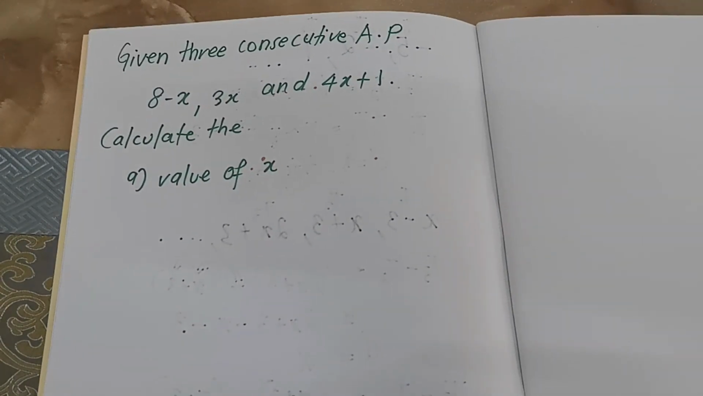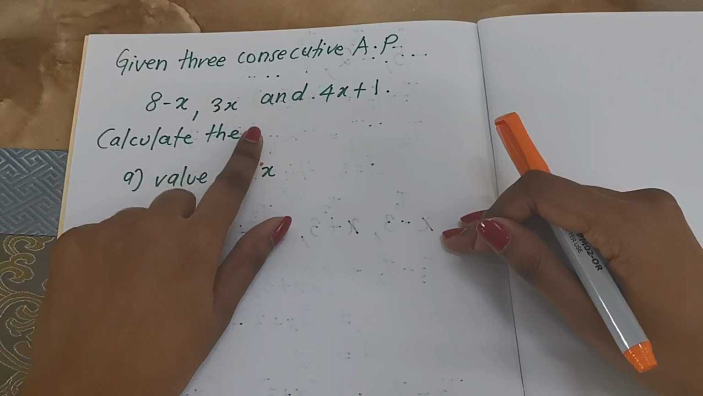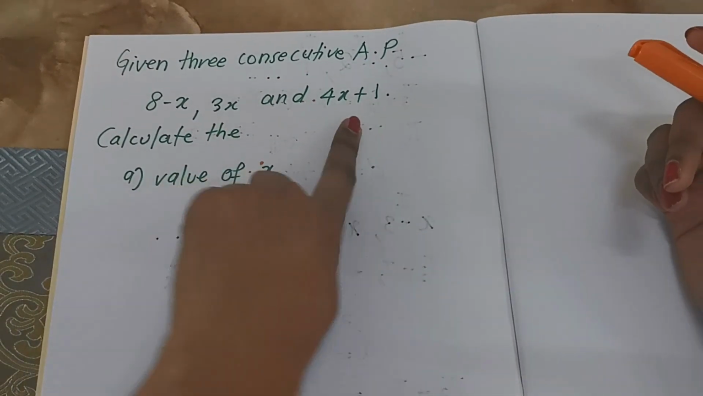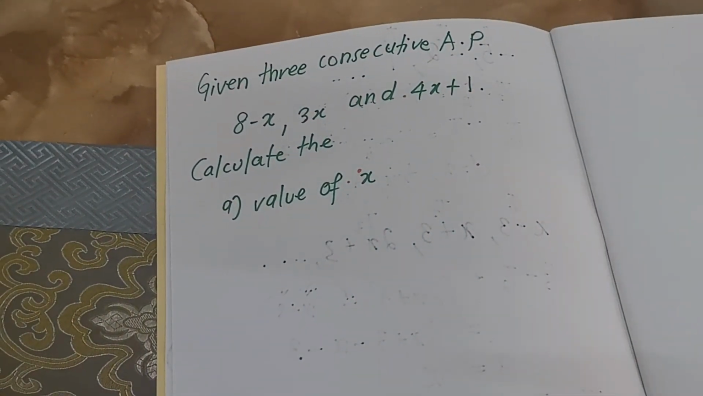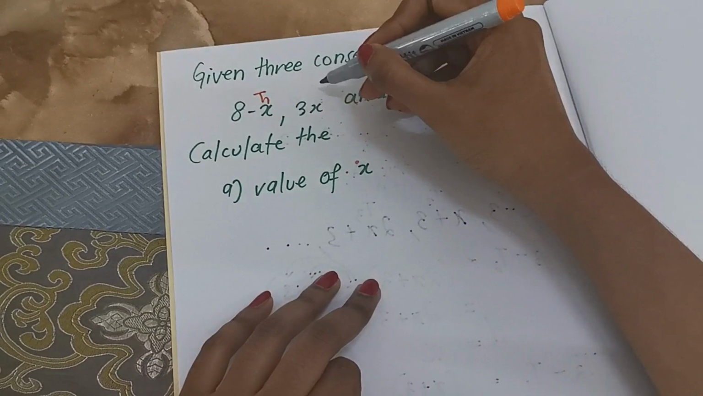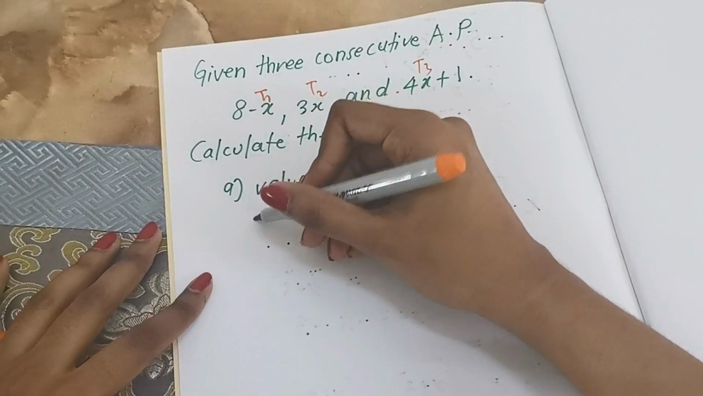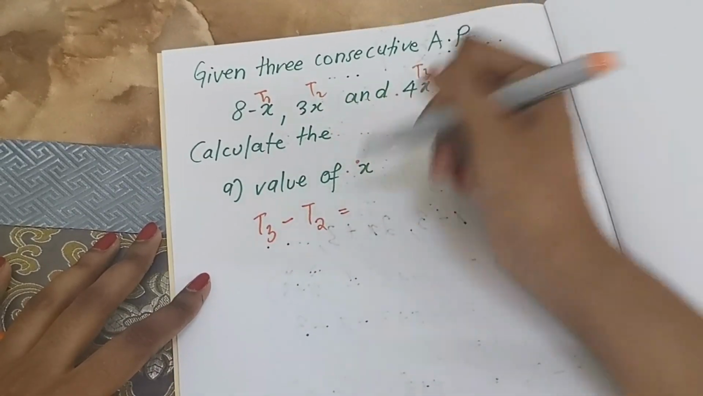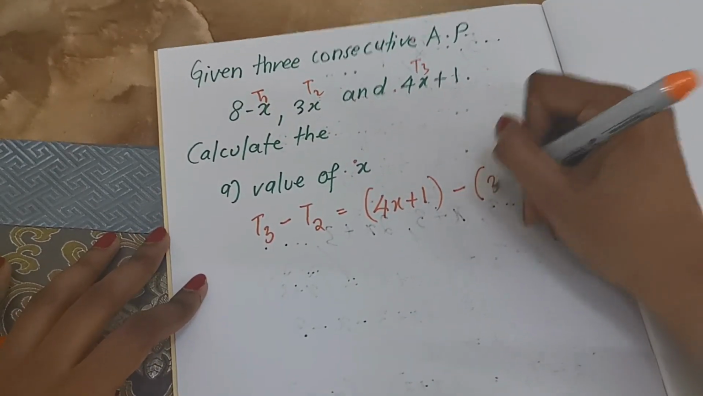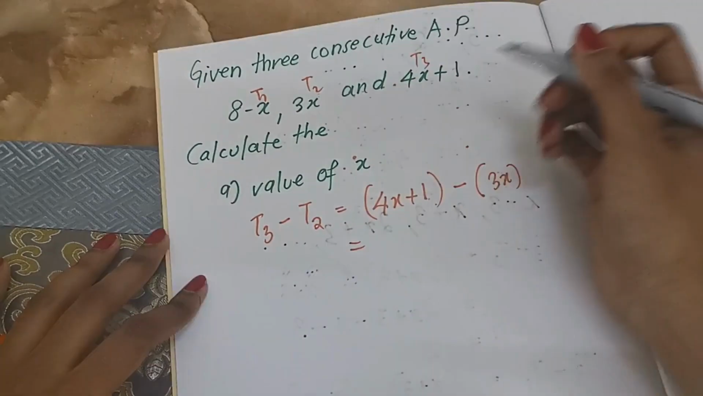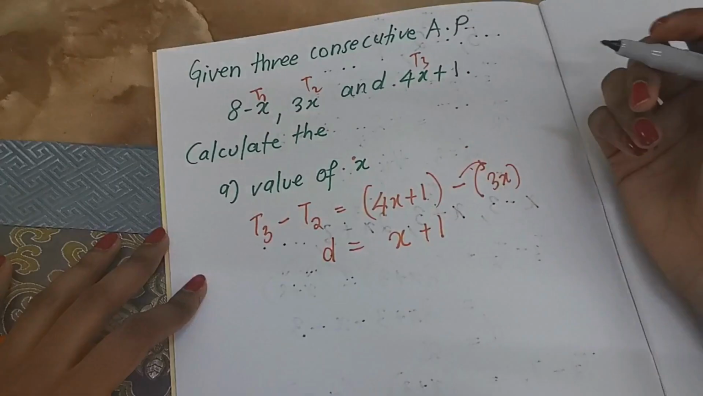Okay, so let's say you're given 3 consecutive APs, arithmetic progression terms. 8 minus x, you're given 3x and also 4x plus 1. Calculate the value of x. So what's going to happen here? We have 3 terms, term 1, term 2, term 3. So we're going to minus the terms first. So term 3 minus term 2, which is 4x plus 1, okay, bracket, minus 3x. Okay, so we obtain here 4x minus 3x, x plus 1. So this is the common difference.